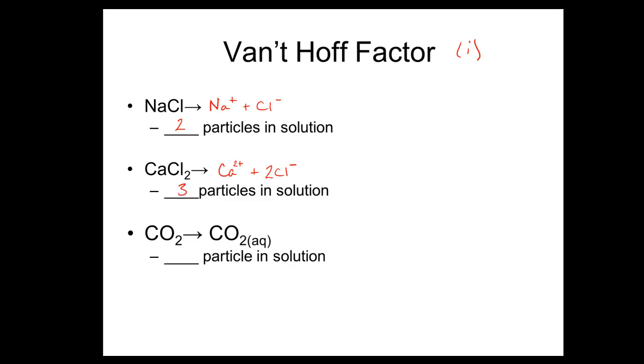Carbon dioxide is molecular. Remember that word, molecular? So it doesn't break up into anything. It just stays itself and just gets dissolved. So it's got a Van Hoff factor of 1 because it's exactly the same. There's only one piece over there. Cool, huh? Van Hoff factor.